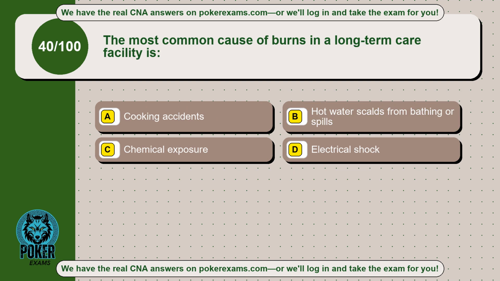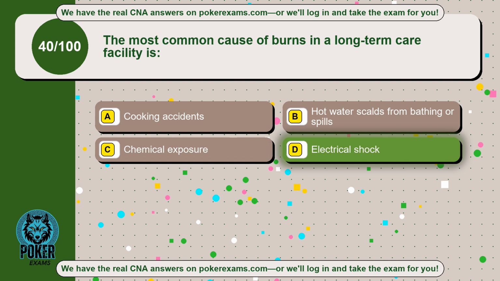Question 40. The most common cause of burns in a long-term care facility is: Option A. Cooking accidents. Option B. Hot water scalds from bathing or spills. Option C. Chemical exposure. Option D. Electrical shock. The correct answer is option D.